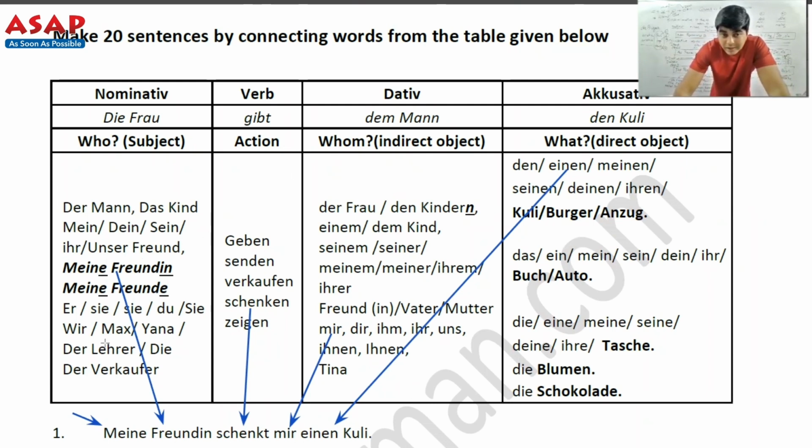Choose different subjects here. When you say Max, Jana, der Lehrer, of course, you may talk about some person by name, by taking his name. So these things are there. Here also you can say like meine Freundin schenkt Tina. You see this word Tina here? When you use Tina, you are not using any article, not the Tina, my Tina, your Tina. It will be simply Tina, no article required. And then choose the accusative object.